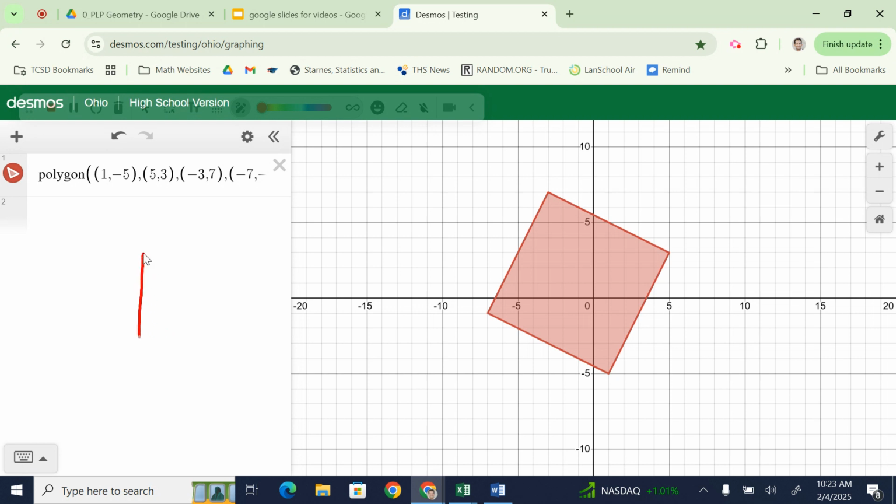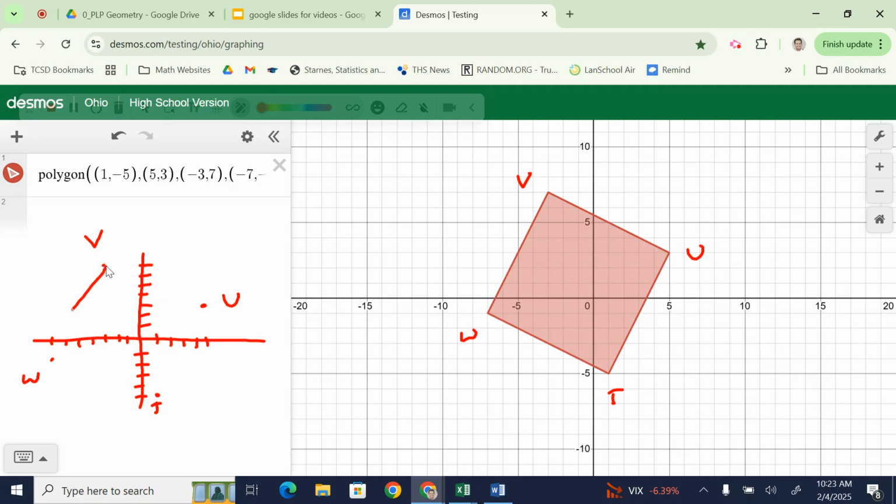So here is my graph. So (1, -5). So that's where T is. I'm going to put T there. (5, 3). That's where U is. (-3, 7). It is a bummer that Desmos doesn't label the points when it graphs them like that. I don't know how to control that. So that's V. And then (-7, -1). That would be W. And again, on my paper, that's what my picture would look like.